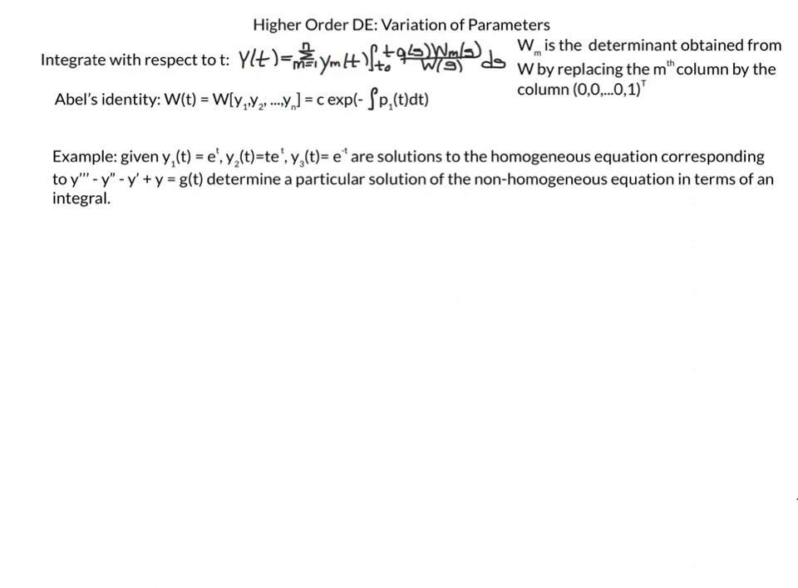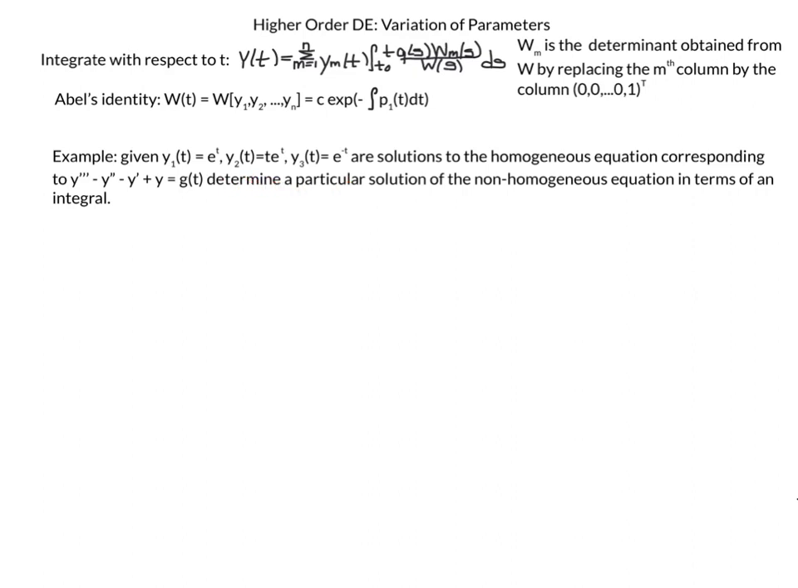And our first example is: given y1 of t equal to e to the t, y2 of t equal to t e to the t, and y3 of t equal to e to the minus t are solutions to the corresponding homogeneous equation, the third derivative of y minus y double prime minus y prime plus y equals g of t.